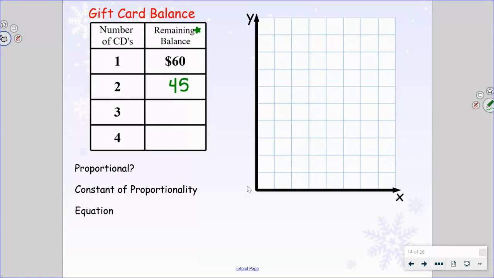Go ahead and fill out the rest of the table. Come back when you're ready. Naturally, the next digit would be 30. The next one would be 15. Is this proportional? Let's go ahead and graph it and find out.